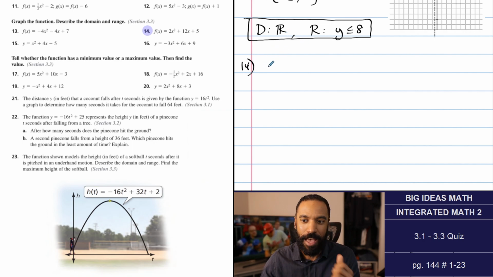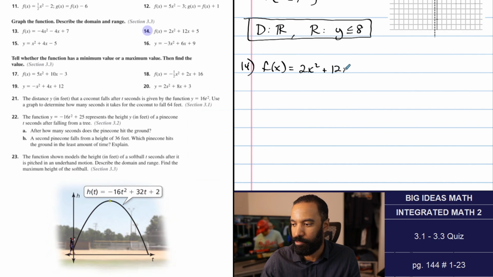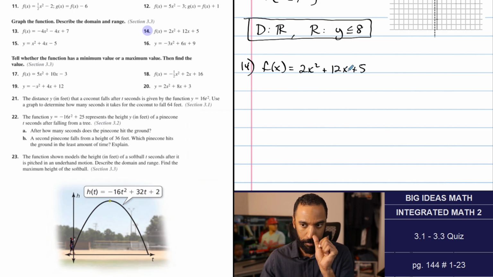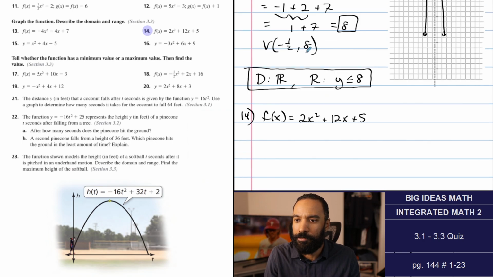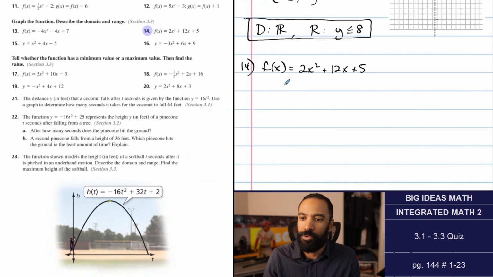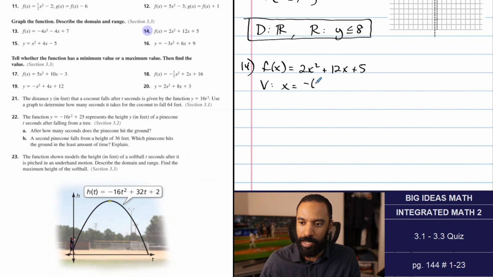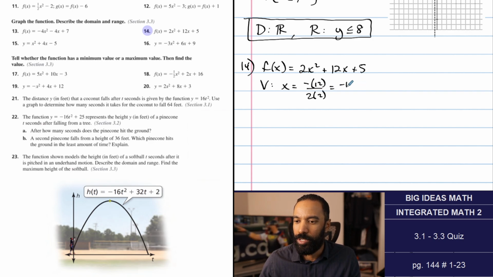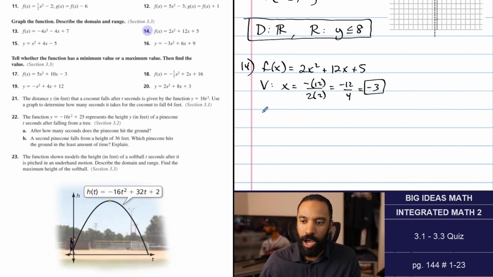Number 14, we have f of x equals 2x squared plus 12x plus 5. Same stuff. Did I start from talking about vertex? Yeah. So the vertex, we're going to get an x value of negative b over 2a, negative 12 over 2 times 2. At least this will be an integer, which is negative 12 over 4, which is negative 3. The y value, by doing f of negative 3, will be 2 times negative 3 squared plus 12 times negative 3 plus 5.